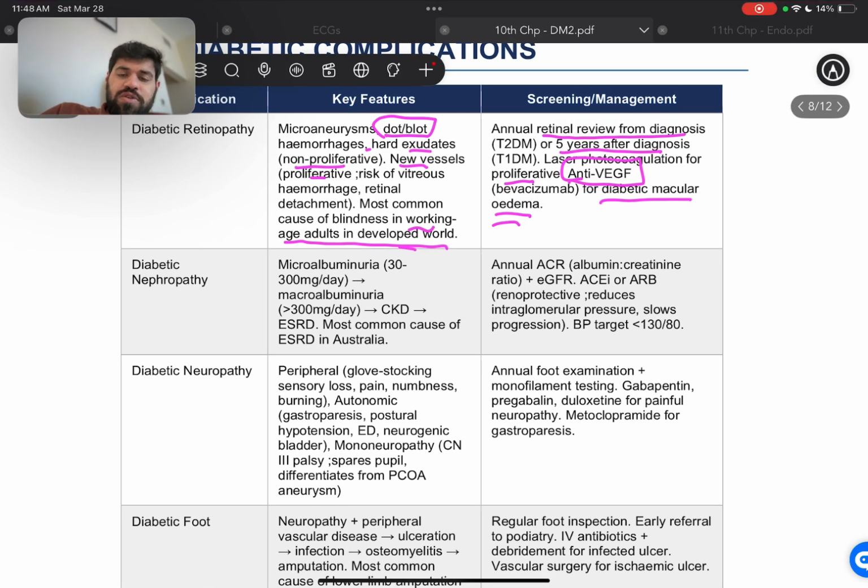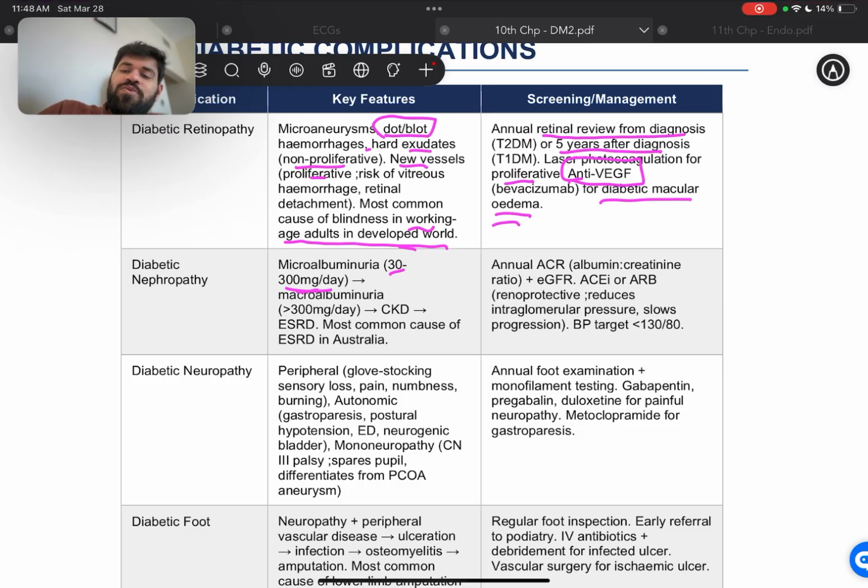Then diabetic nephropathy, most commonly known by microalbuminuria of 30 to 300 mg per day. Macro is going to be anything more than 300 mg per day, which means that the patient has CKD, and then they can develop ESRD. And the most common cause of ESRD in Australia again is diabetic nephropathy.